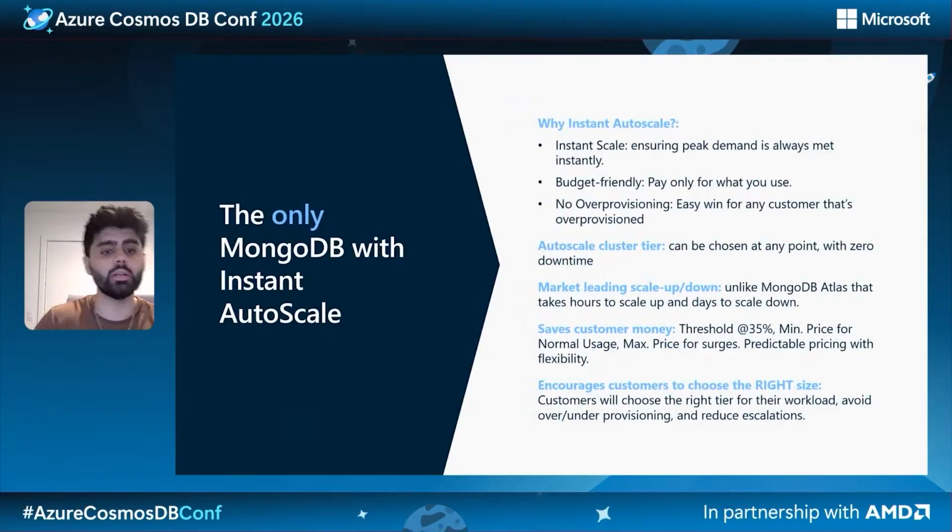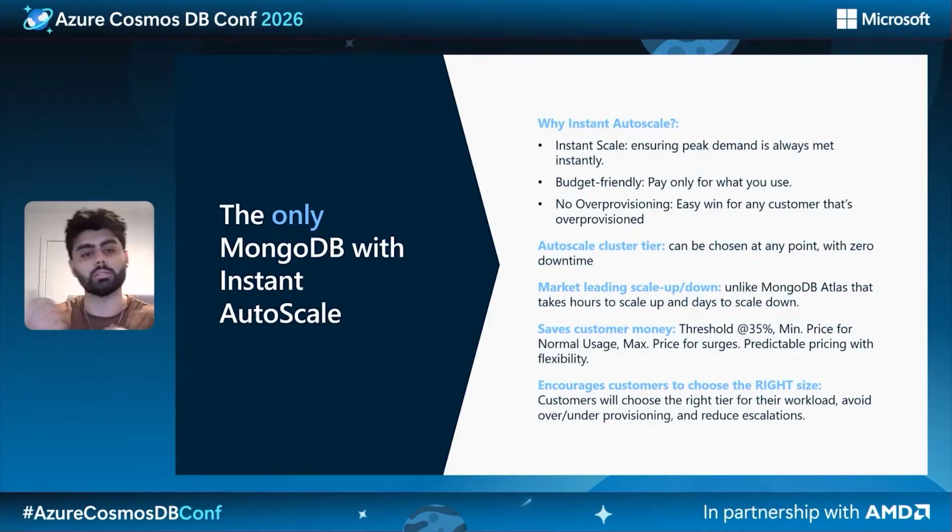And we are the only MongoDB compatible database with instant autoscale. So how it works is ensuring there's peak demand. We are always sure that your database is running at the same time. Let's say there's a spike during a certain time of the month or a certain time of the year where you see a huge spike from your users using your website. So instead of manually scaling up the month before to make sure that you meet the user demands, we instantly autoscale for you.